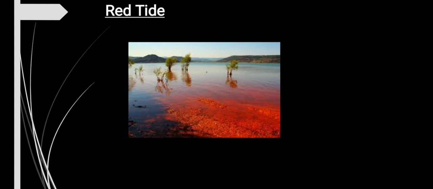So dinoflagellates are marine and photosynthetic, and they have cellulosic plates on their cell surface, and they can be differently colored based on the pigment present inside them. They have two flagella, one longitudinal in position, the other transverse. And the dinoflagellate which causes the phenomenon called red tide is called Gonyaulax.